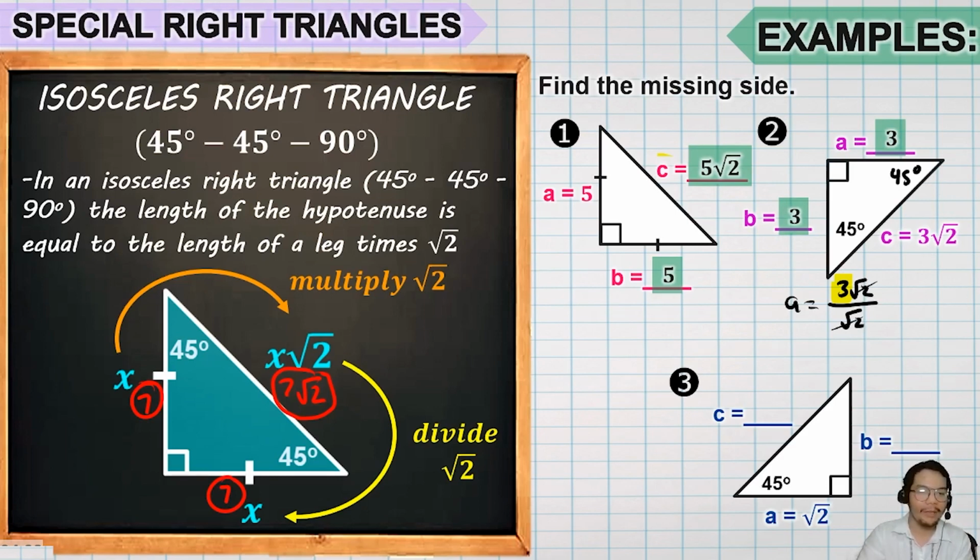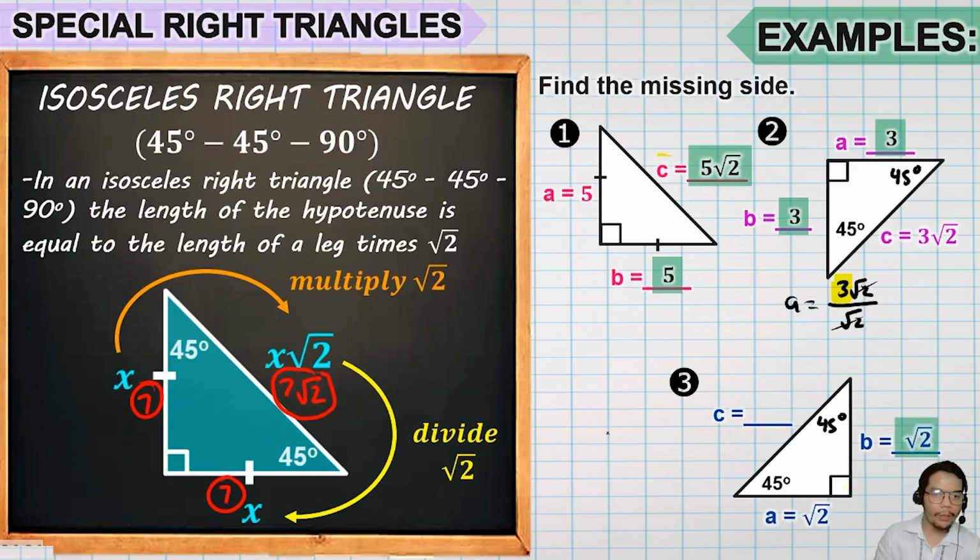Anyway, let's proceed with number 3. We have here another 45, 45, 90 triangle, or an isosceles right triangle. So 45 din yung isa. Ayan, next, if A is equal to square root of 2, anong value ng B? Pares lang naman legs yan, di ba? Legs ito si A, ganun din si B. Legs sila parehas. So if A is equal to square root of 2, B is also equal to square root of 2.